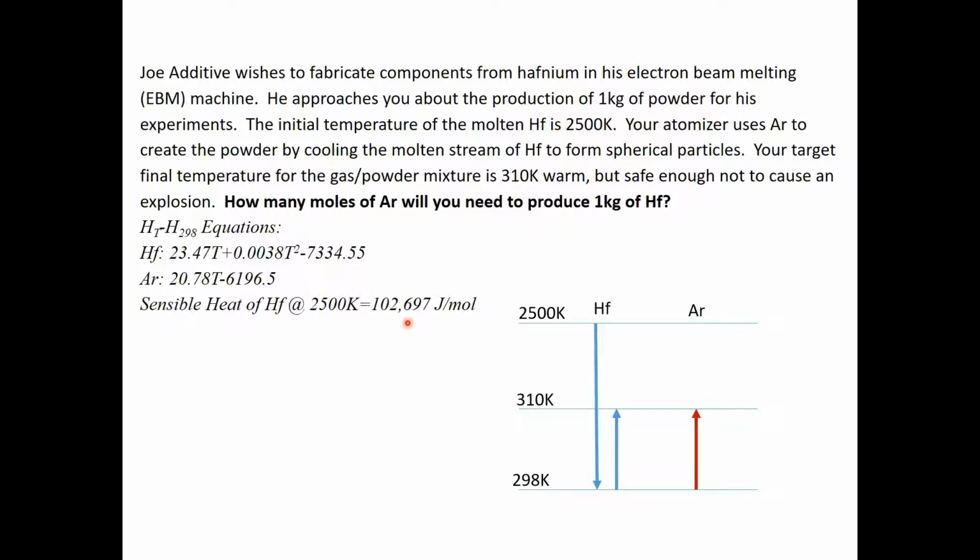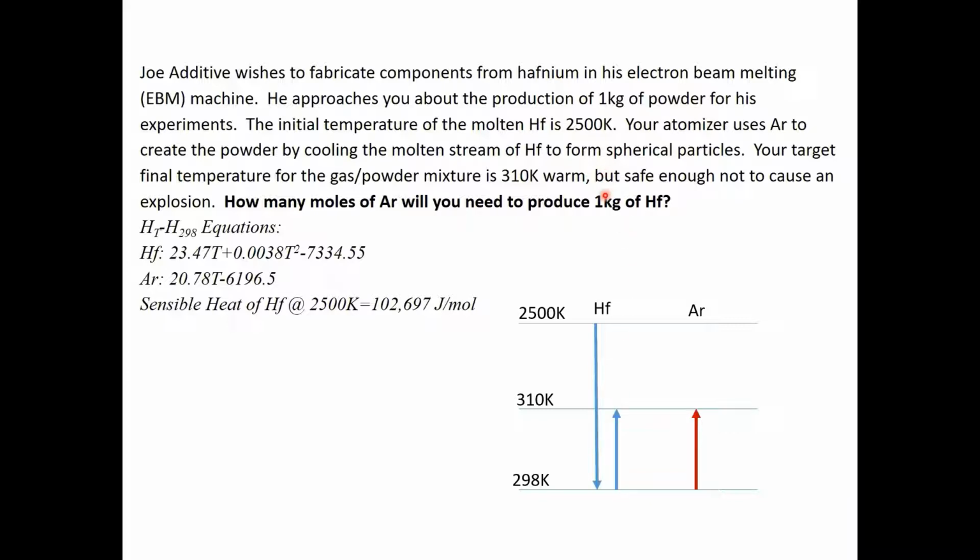And so let's look at the thermal cycle we're doing for hafnium. So hafnium, we're starting at 2,500 K and we're going to end at 310 K. But we're using sensible heat. So we will first have to take it to 298 K and then bring it back up to 310 K. That's the process we're going to be following for this class.